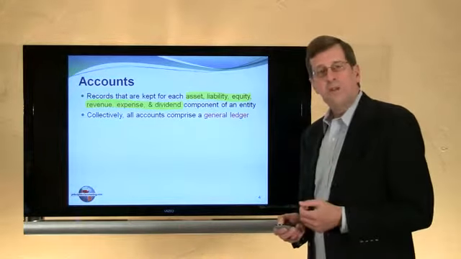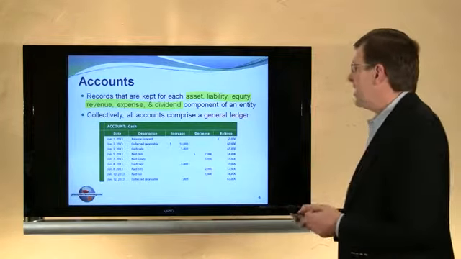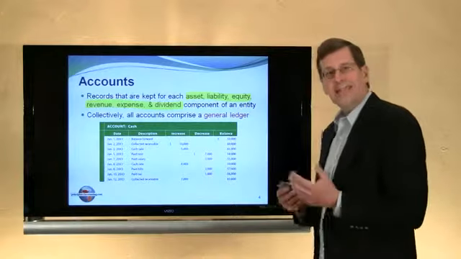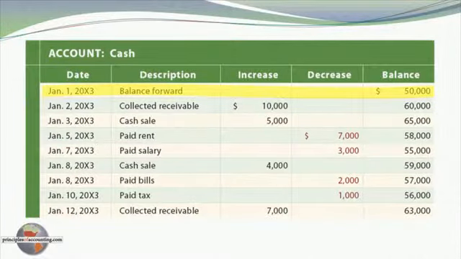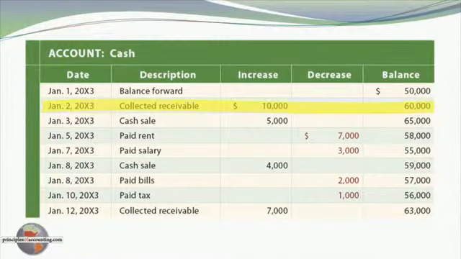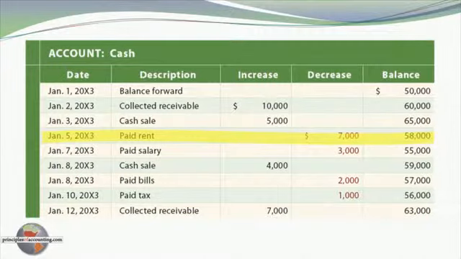Collectively, all the accounts are said to comprise the general ledger. We'll see more on this later, but let's look at a representative example of a ledger type account. Here I'm showing cash. The beginning balance on January 1 was $50,000. On January 2, we collected $10,000 from a customer, causing an increase in cash to $60,000 balance. On January 3, we had a cash sale transaction, further increasing cash to $65,000. On January 5, we had a $7,000 payment for rent, causing cash to decrease to $58,000.